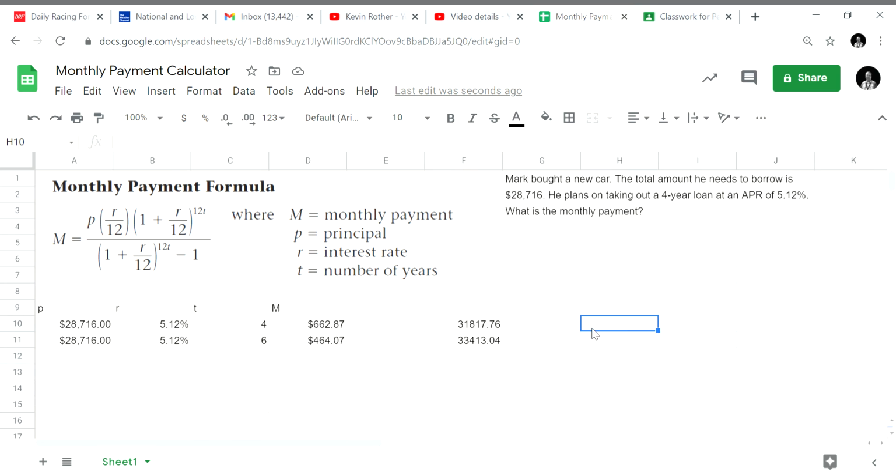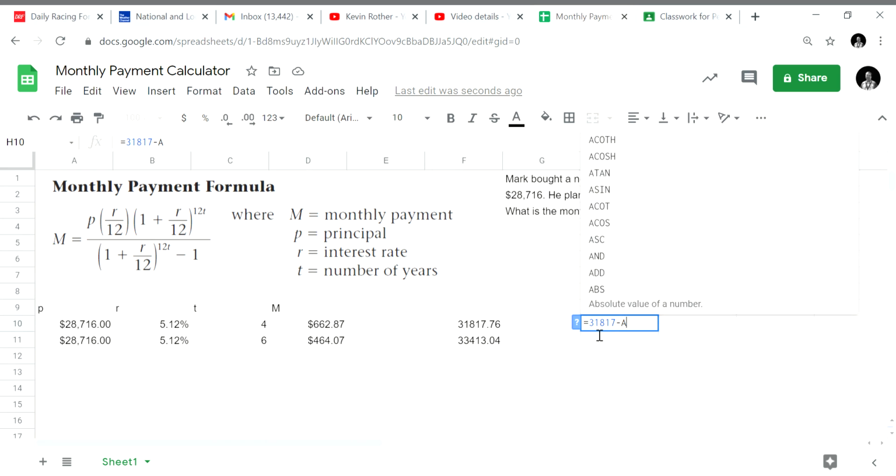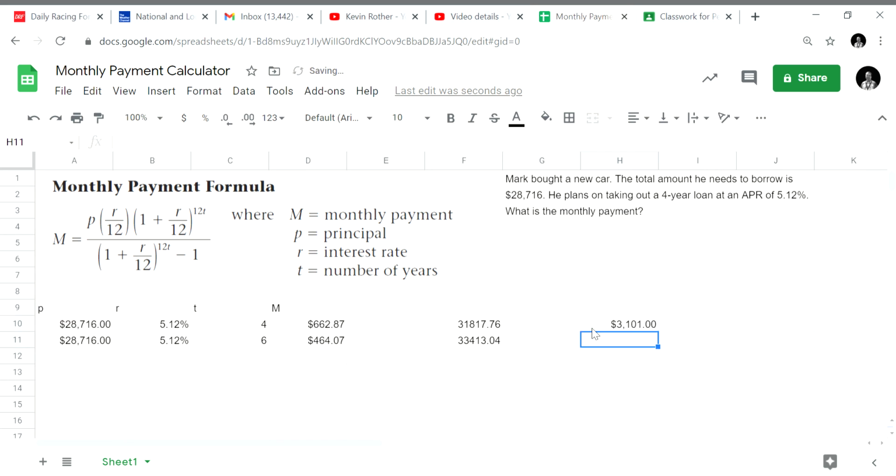If we take that number that we ended up paying, which is the total of our monthly payments, 31,817, and we subtract the original principal, which is from cell A10, or I can type that number in either way, and we get $3,101 is our finance charge, is what we call that. That's how much extra you're paying for it based on the fact that you're taking a loan. And I'm just curious exactly how much this one would be.